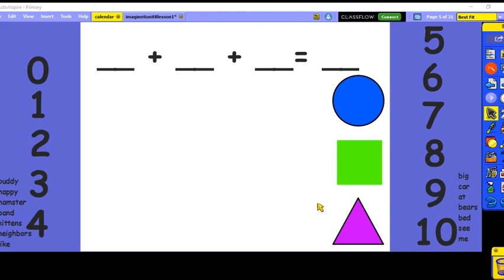Okay, so the first thing I want us to do is count syllables that you hear in words. And remember how Miss Etheridge usually puts my hand under my chin and I see how many times my mouth moves to count the syllables? You can do that, or you can clap to see the syllables.